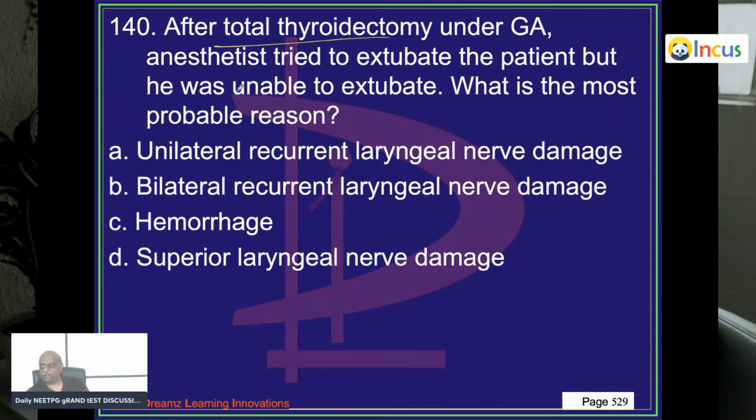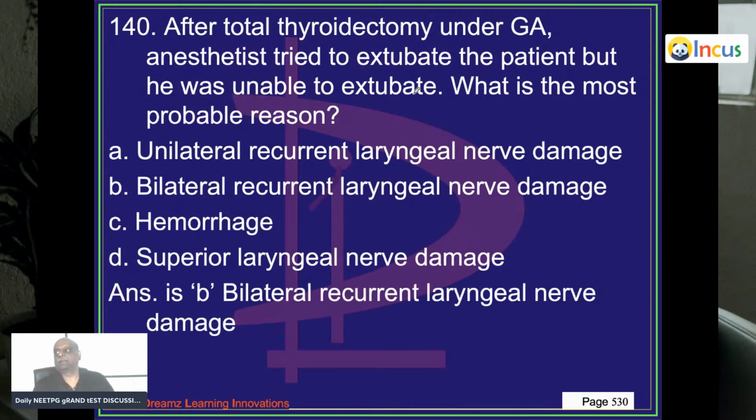Total thyroidectomy. Anesthetist tried to extubate. Patient was unable to extubate. What is the reason? In thyroidectomy, bilateral recurrent laryngeal nerve palsy, then he will never come out of that obstruction caused by the vocal cords paralyzing.